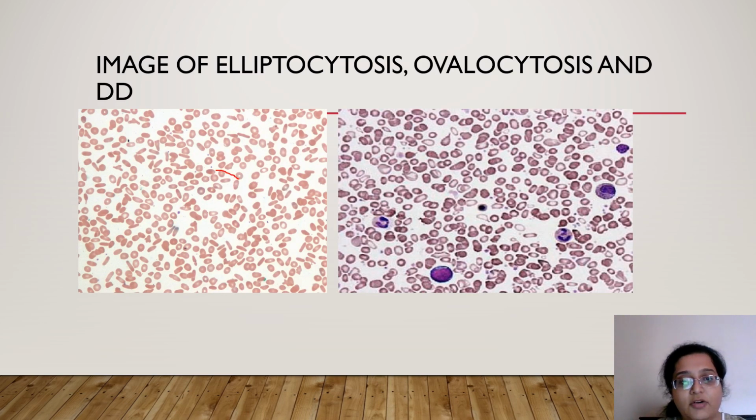See erythrocytes, elongated cells. Now this is a microcytic hypochromic anemia, and again you see elongated cells. So see, this is hereditary elliptocytosis, and this is a microcytic hypochromic anemia. Okay.